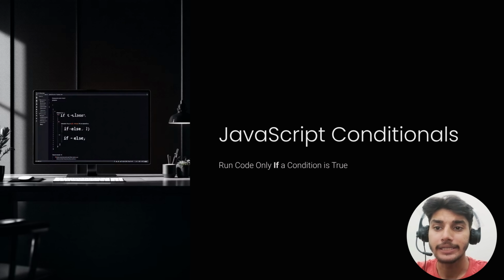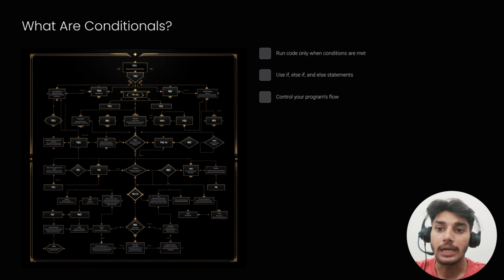Hi everyone, in this video we shall explore JavaScript conditionals, a way to run code only when certain conditions are true. Conditionals are decision makers in your code. You use if, else if or else to tell your program: only do this if something is true. They help control the flow of your app depending on different situations.